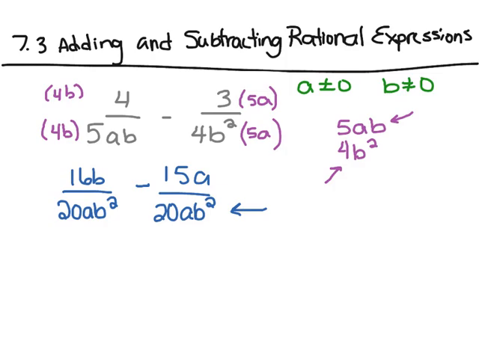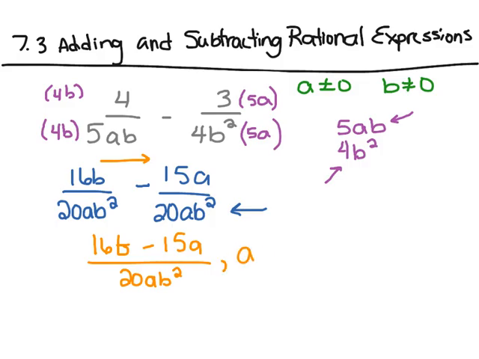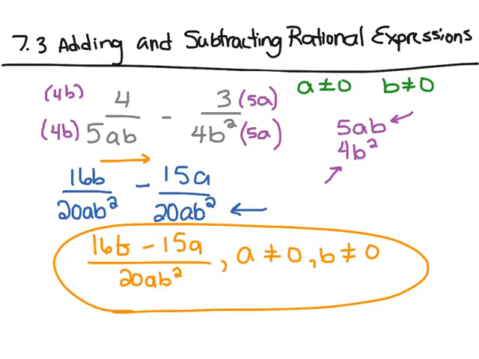Now we are going to add across the numerators. So we have 16b minus 15a over 20ab squared. Check to see if it can be simplified. This one can't. So when a does not equal 0, b does not equal 0. And that's your final answer. So remember not to add the denominators, but keep the denominator the same.